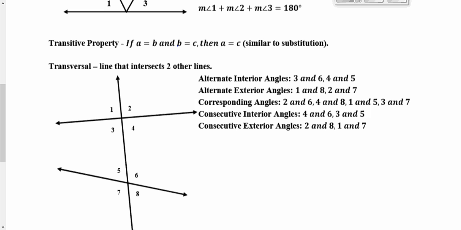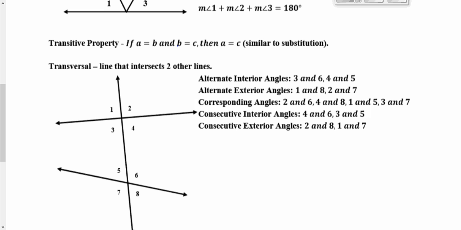Alternate exterior, all right? So look at here. 1 and 8, see they're on opposite sides of the transversal, alternate, and 2 and 7. Good, good, good. Okay. Now, corresponding angles.